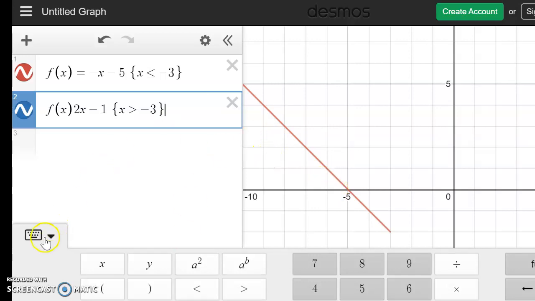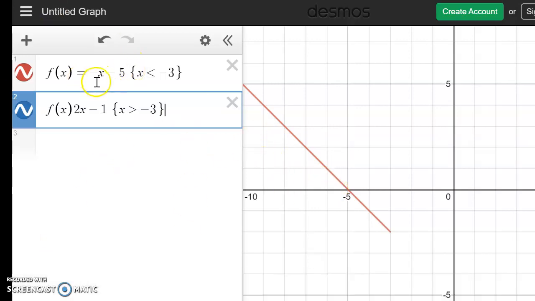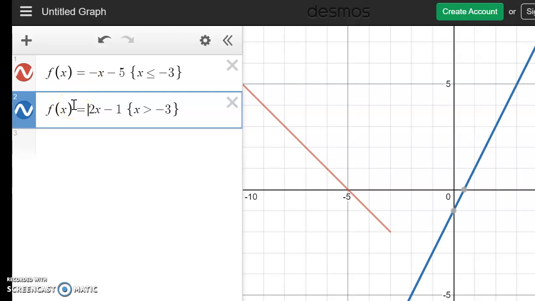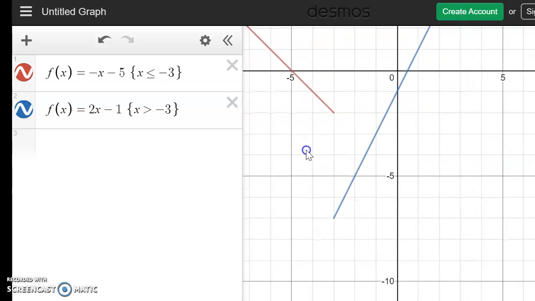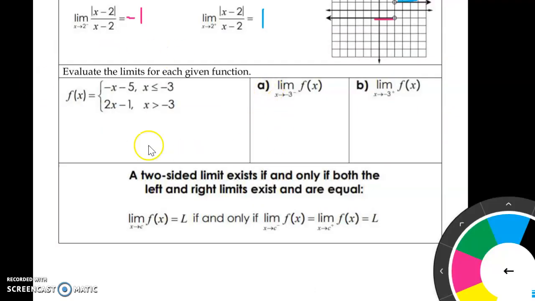Okay, so here we've typed in our function f of x is equal to negative x minus 5, and I forgot the equal sign here, 2x minus 1 when x is greater than negative 3. So we can see, let me move it a little bit. Here we can see our piecewise function. So here they wanted us to evaluate the limits. The first one, as x approaches negative 3 from the left-hand side.